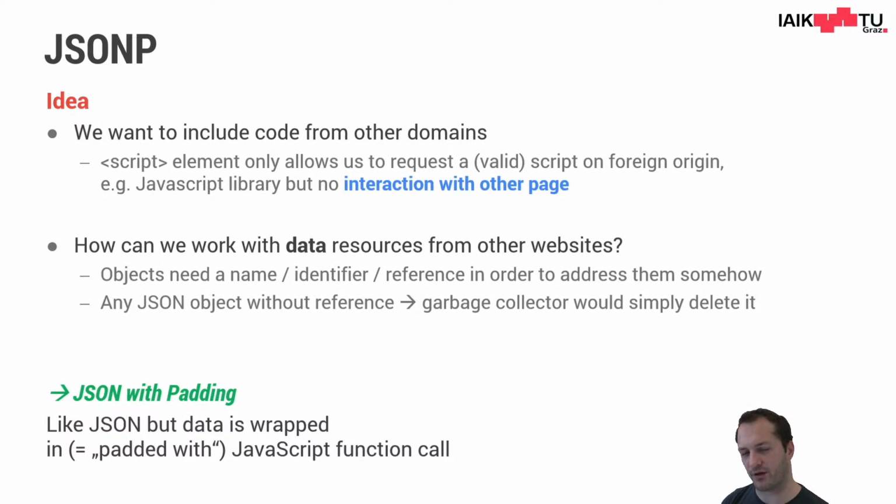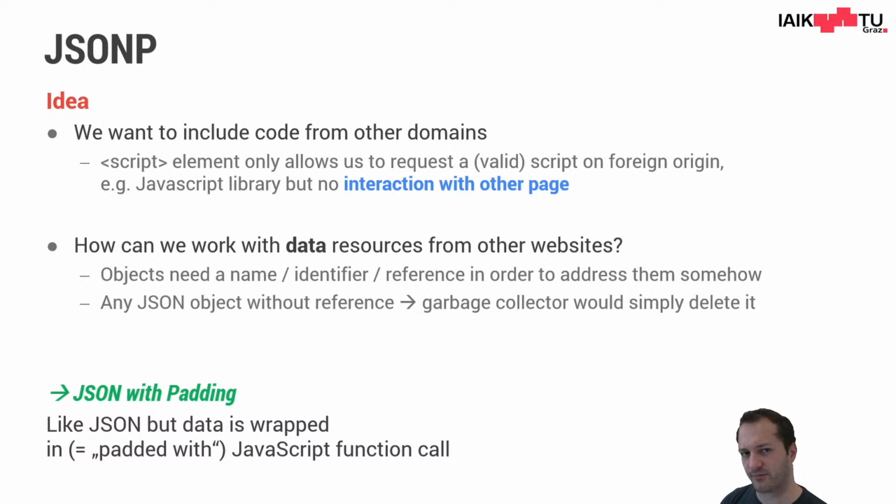So to work with data resources from other websites, there's a mechanism to allow this, and it's called JSON-P, or JSON with padding. If you just load a resource by specifying the script tag, the problem would still be that there is no name attached to that, right? So loading a script doesn't give you something in the first place. There still needs to be a name or any function you can call in the script. Otherwise, the garbage collector of the browser would simply delete it, and you couldn't access it.